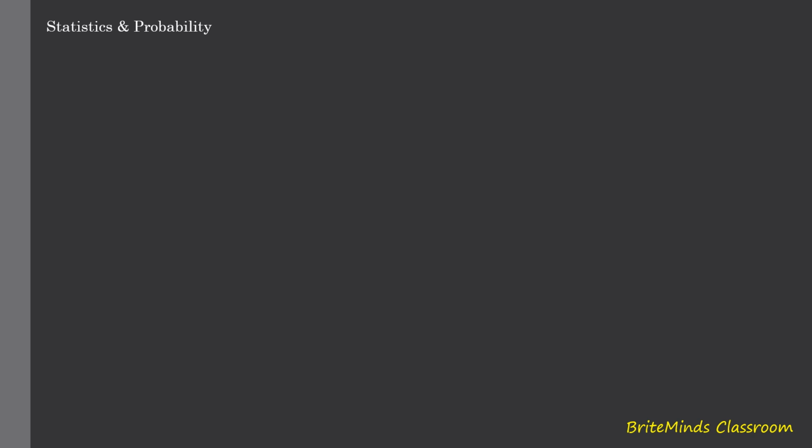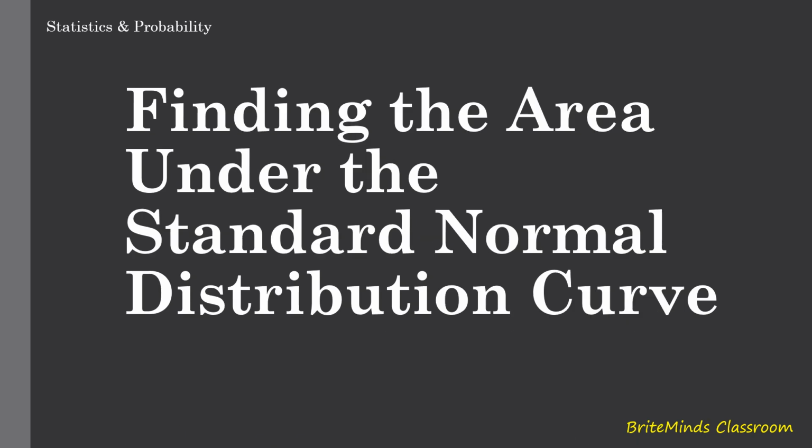For our statistics and probability lesson, I will be discussing how to find the area under the standard normal distribution curve. Let me start to describe the standard normal distribution curve. A normal distribution curve is bell-shaped.